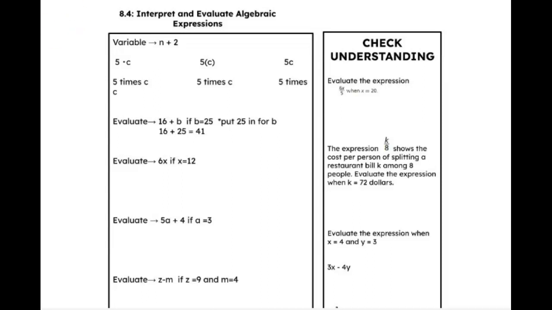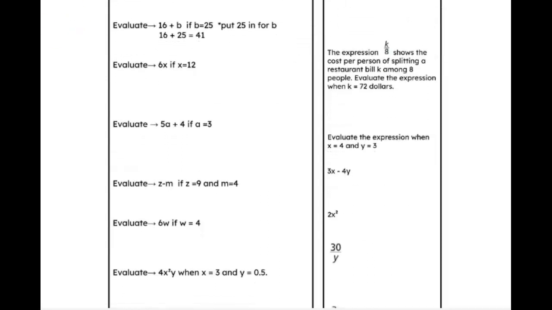We're going to look down here next. It says evaluate. Evaluate means you're just going to solve it. So what is 16 plus b if b equals 25? All we're going to do is take 25 and put it in for b. So we're going to rewrite it. We have 16 plus 25 equals 41.